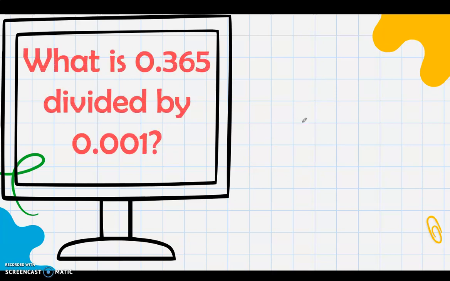Next, what is 0.365 divided by 0.001? How many moves from the decimal point of the dividend? We need to move 3 moves. We have 1, 2, 3, since there are 3 digits after the decimal point of the divisor. So we have 0.365, 1, 2, 3. The answer now is 365. No need to add zeros before the 3 since it's already a whole number.